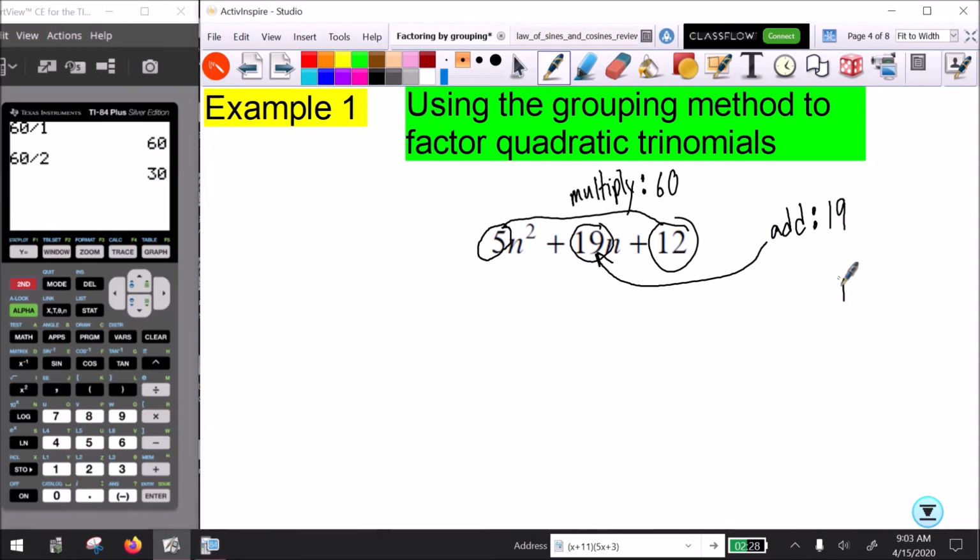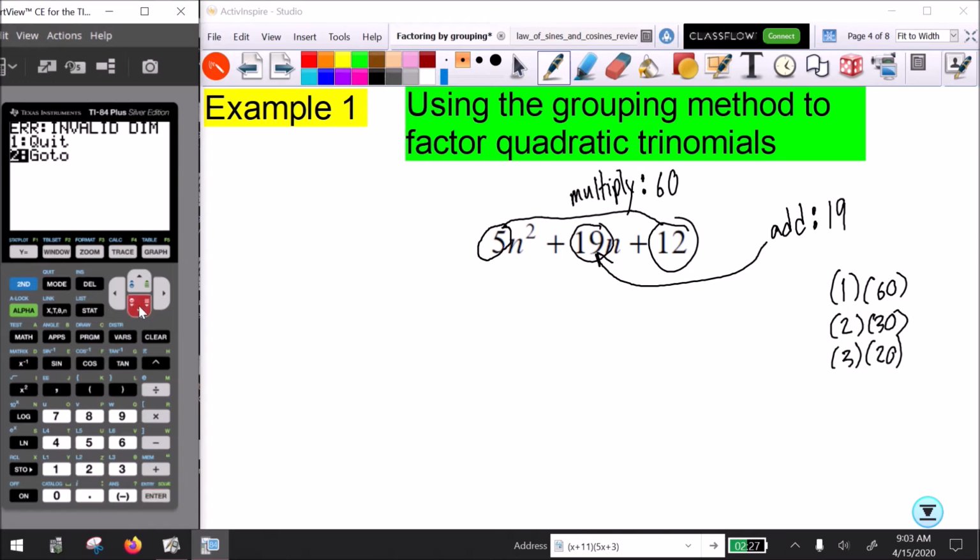1 multiplied by 60 is equal to 60. 2 multiplied by 30 is equal to 60. 3 multiplied by 20 is equal to 60. Does 4 go in this 60 evenly? Yes, it does. Oh, sorry. 60 divided by 4 is 15, so we have 4 times 15. Remember, we're looking for the pair of numbers that adds up to 19. Do any of these add up to 19? Oh yeah. 4 and 15. So, we found our pair.